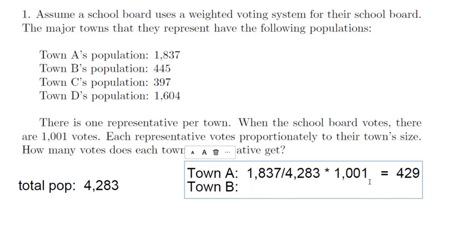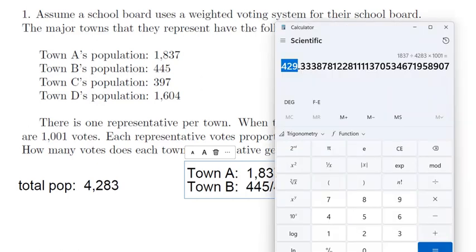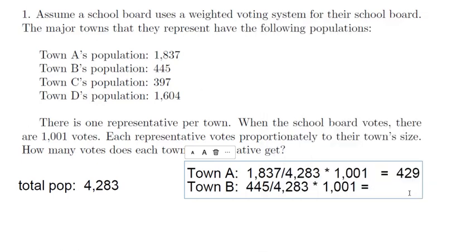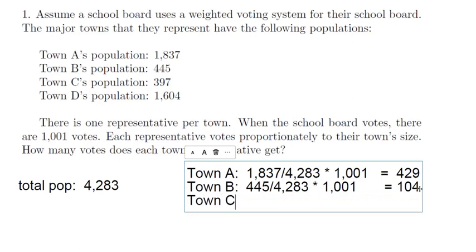Town B has 445 people. So divide that by the total number of people in this district and then multiply it by 1,001. So town B, and then times 1,001. So that's 104 votes. So you can think of that as points. Town A, 429 points. Town B, 104 points. If they teamed up, they'd be over half. So if a vote requires a majority, then Town A and Town B can band together to get something passed.